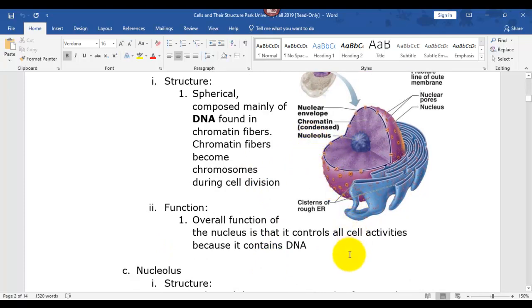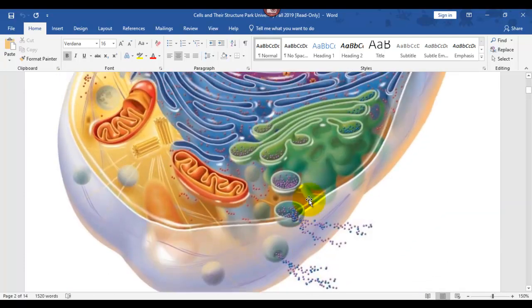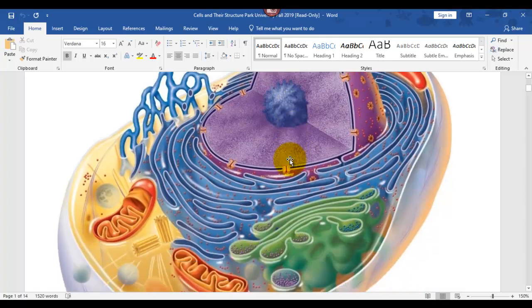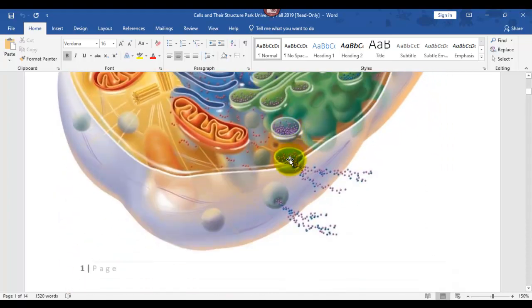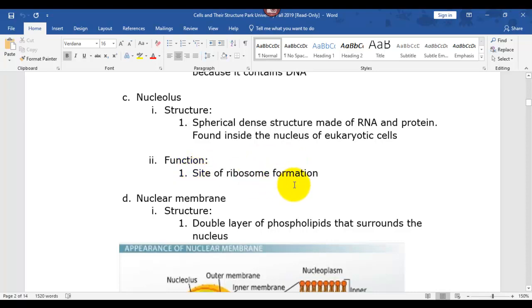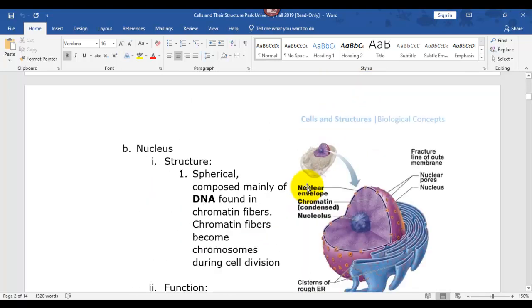You see it labeled right here on the inside. So that guy right there is the nucleolus. It's made of RNA and protein, and it is a site for ribosome formation. Right here. So, this is one of those things where you ask, well, okay, what's a ribosome?